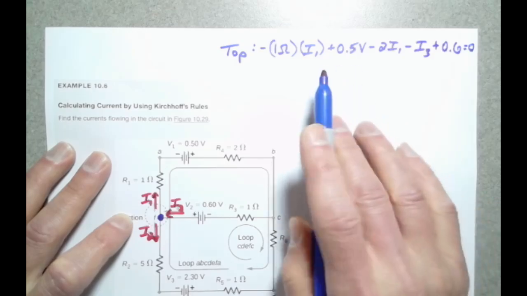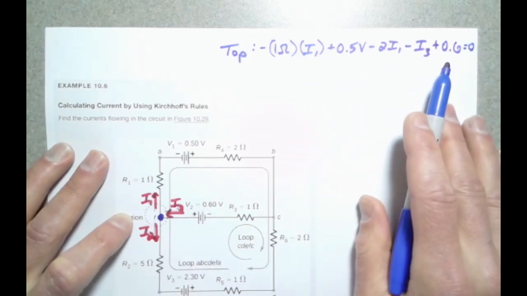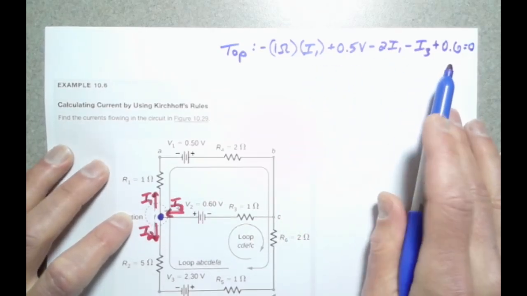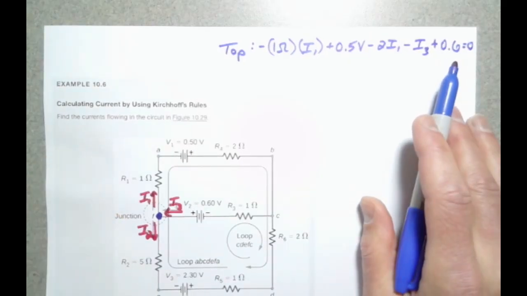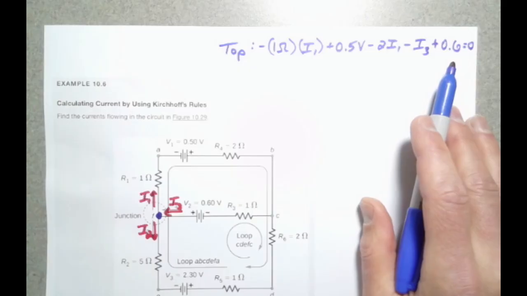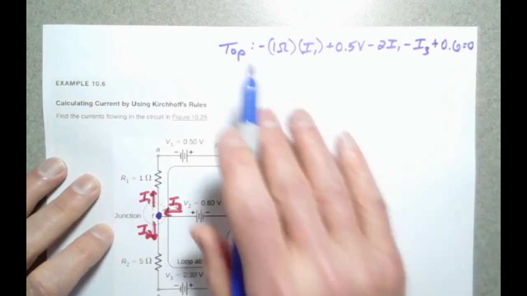Okay, and then we dropped all of our units because I wasn't going to run out of space. For all of these, as long as your units are volts, ohms, amps, etc., then we can just use the numbers in our equations. You just have to be careful because if you have a kilo ohm resistor, that's 1,000 ohms. So you have to include that information. Okay, so that's the top loop.